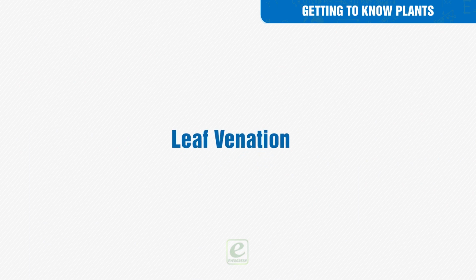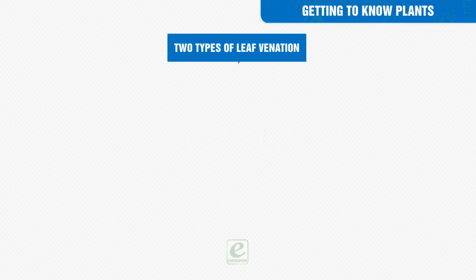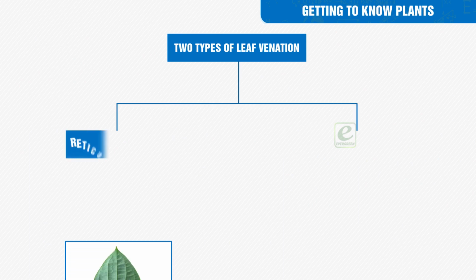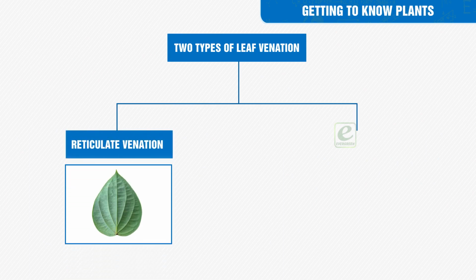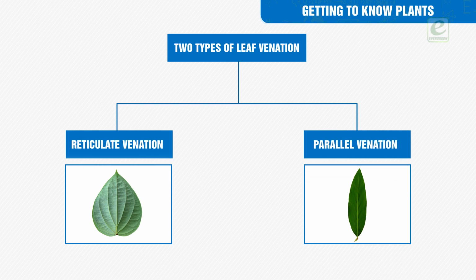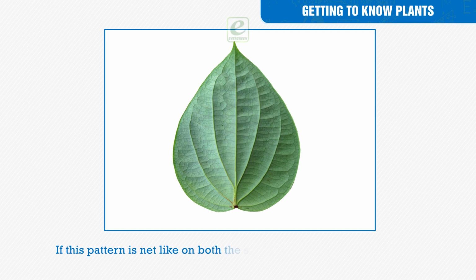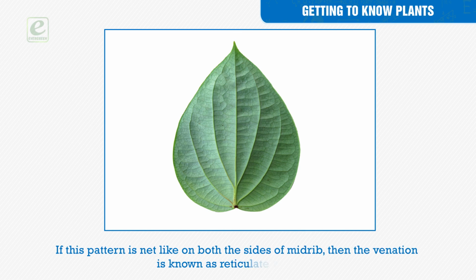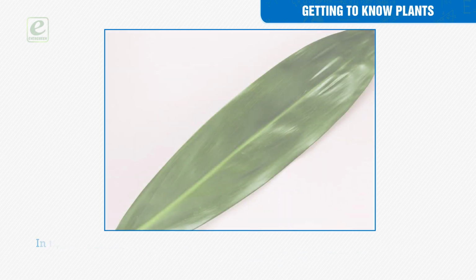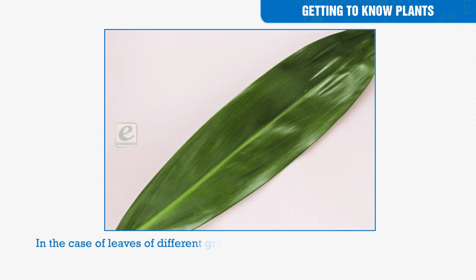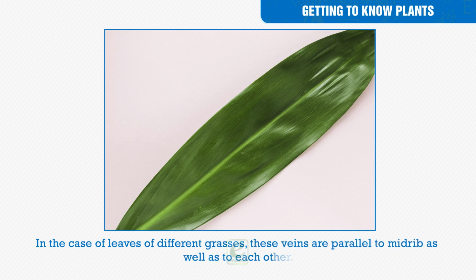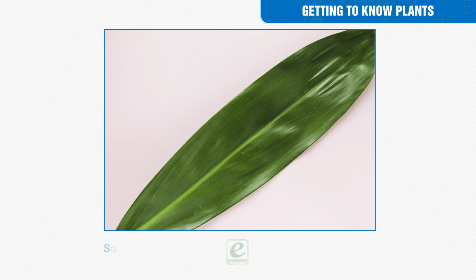Leaf venation. It is of two types: reticulate venation, parallel venation. If this pattern is net-like on both the sides of midrib, then the venation is called as reticulate venation. In the case of leaves of different grasses, these veins are parallel to midrib as well as to each other. Such type of venation is known as parallel venation.